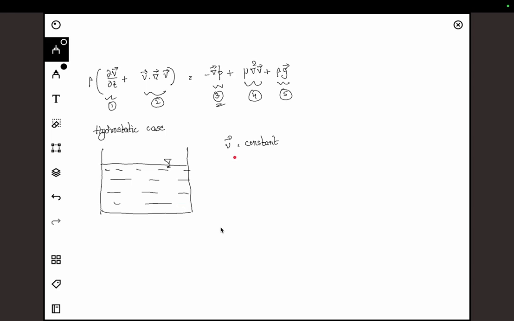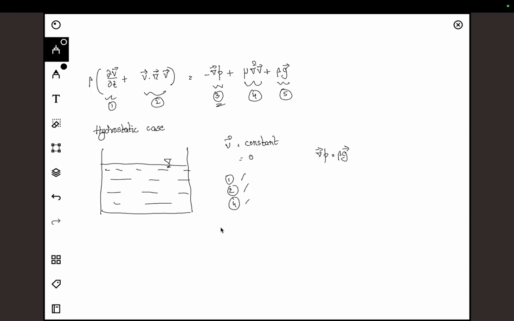Yeah. So hydrostatic basically means in this particular fluid, velocity is zero. So which of these terms will go off? Your first, second, fourth, all these terms will go off because all of them have velocity, so all of them are zero. The only equation remaining will be grad p equal to rho g.